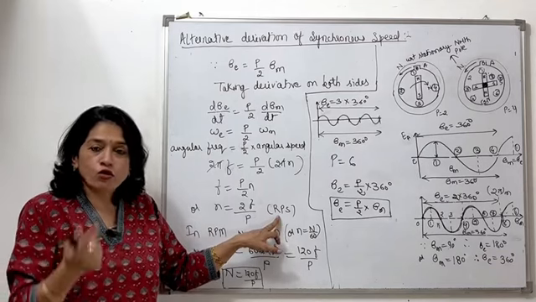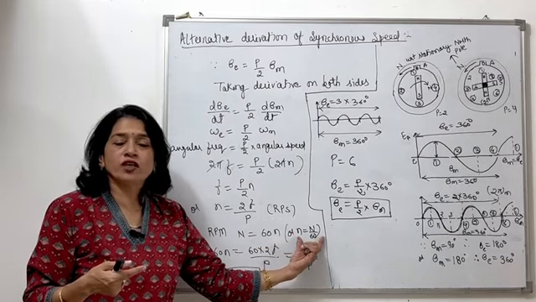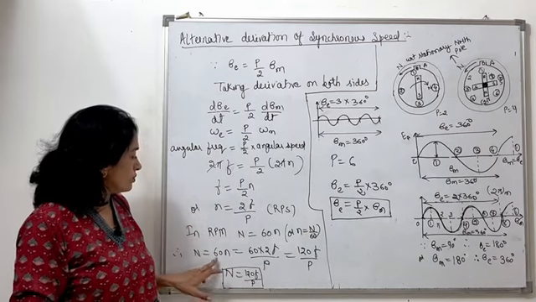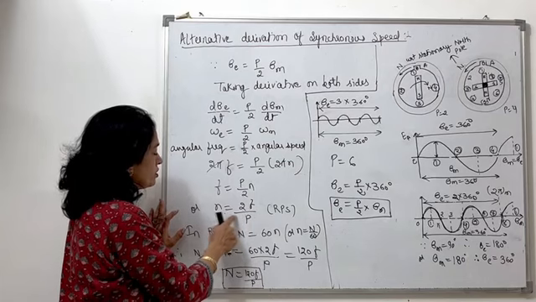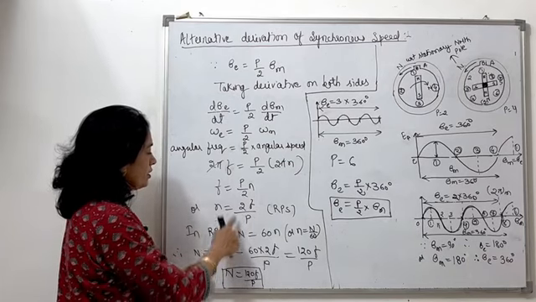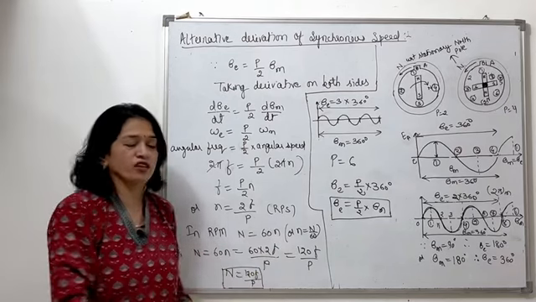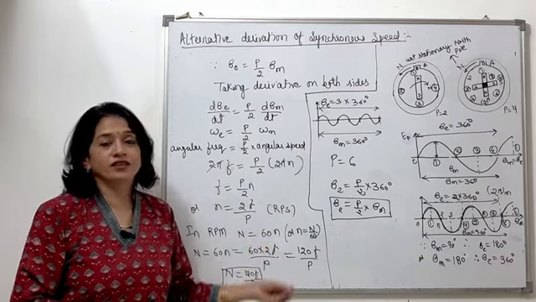If I want to convert it into RPM, I can use the relation small n is equal to capital N upon 60, where capital N is RPM. So I multiply this expression on both sides by 60: 60 n is 60 into 2f by P. That gives me capital N is equal to 120 f by P, and this is the alternative derivation of synchronous speed, which I mentioned earlier.